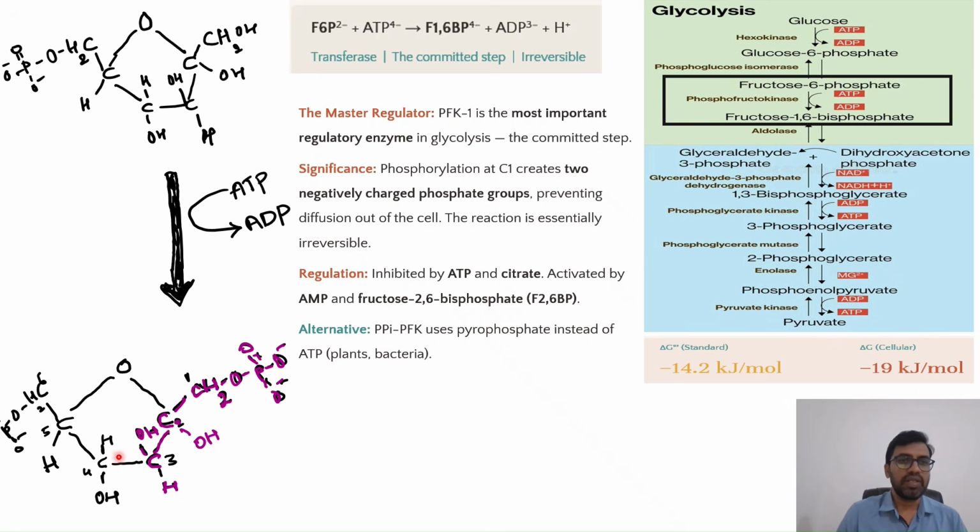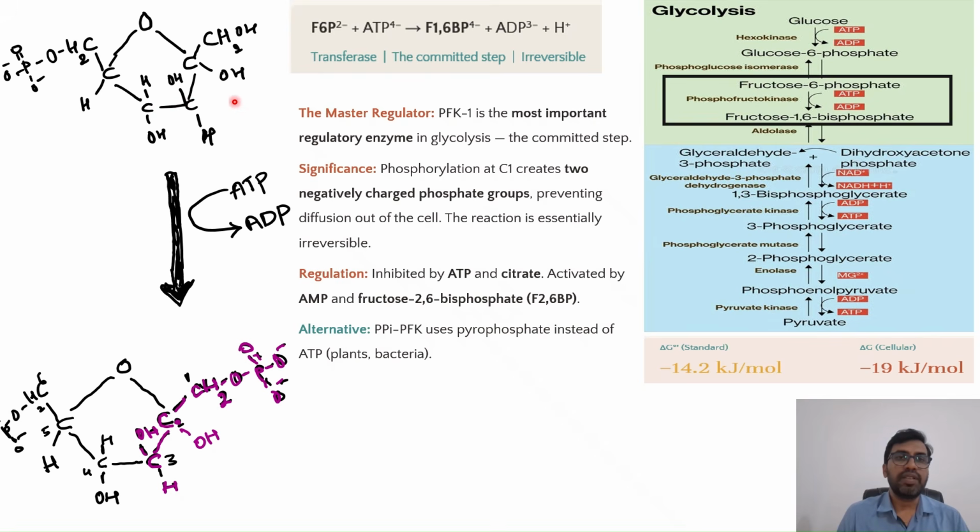Fructose 1,6-bisphosphate. Now, if you see the structure, this is called a furanose structure. A furanose structure is nothing but a molecule which contains a ring structure formed by 5 atoms. If you see here, there is an oxygen here, there is a carbon here, a carbon here, a carbon here, and then a carbon here. This structure is called a furanose structure.